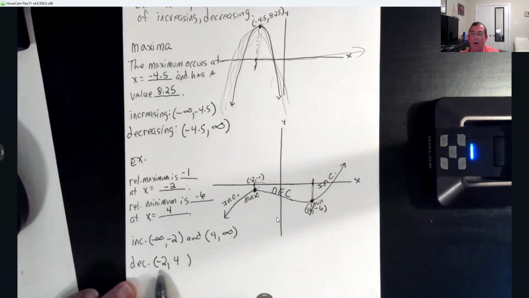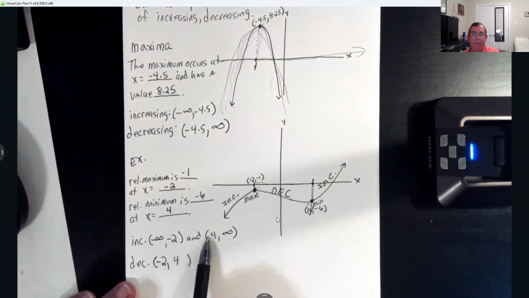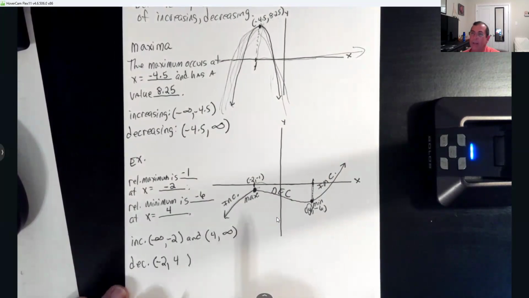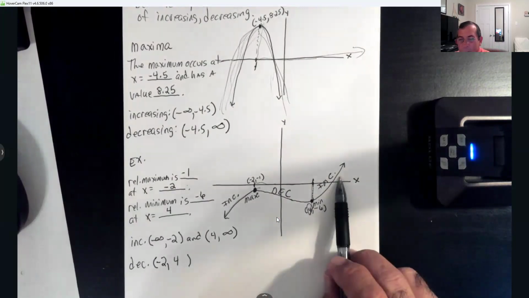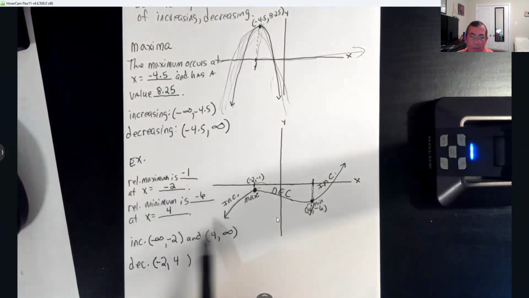So y'all, once again, all these will connect together. -infinity to -2. -2 to 4. 4 to infinity. Okay? So if you got two different parts going uphill, you'll have two intervals.